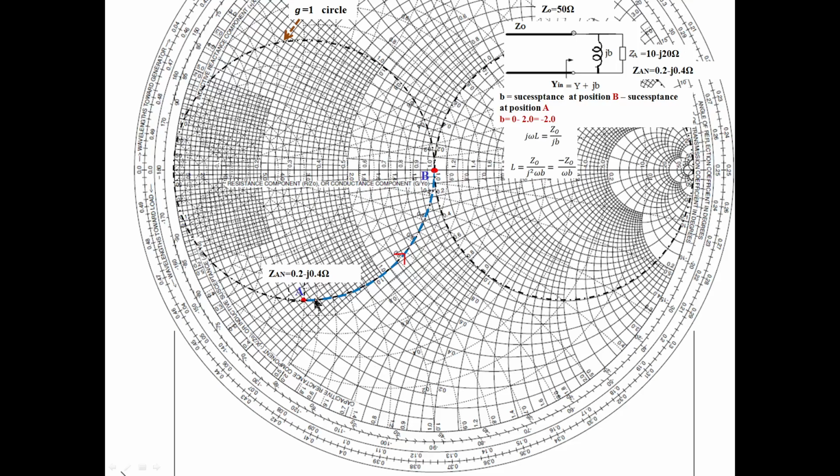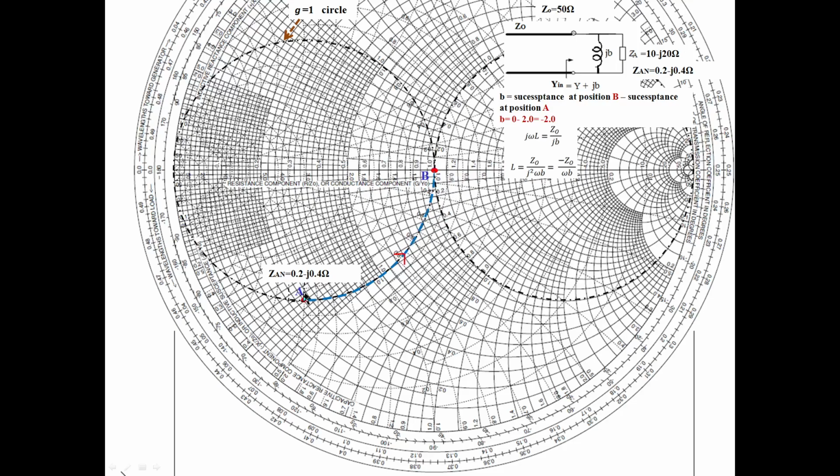Which conductance circle is passing? You see, this is the conductance circle passing through the point we marked. Its value is 1. The G is equal to 1 circle is passing. This is the G is equal to 1.2 circle. This is some other value, 0.9, 0.8, 0.7. This is the 0.7 conductance circle, this is the 0.9 conductance circle, and this is the 1 conductance circle passing.